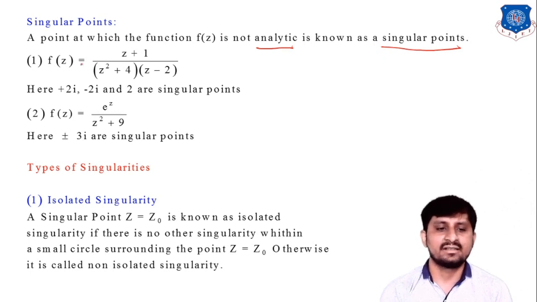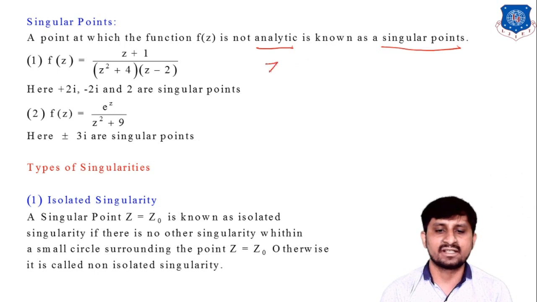Suppose this is my function f of z equal to z plus 1 upon z square plus 4 into z minus 2. We know this function is definitely analytic because the numerator is z plus 1, and the denominator is z square plus 4 times z minus 2. All are polynomials, and the product, addition and subtraction of polynomial functions are all analytic functions.